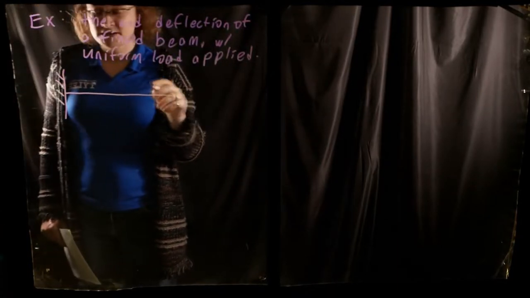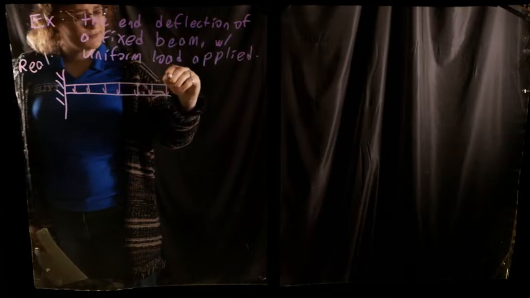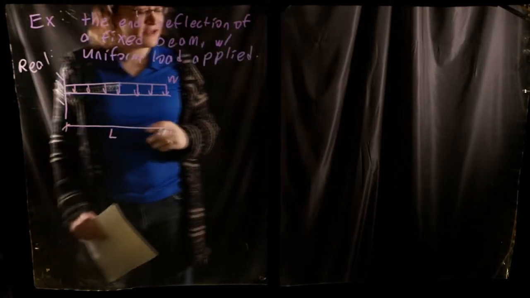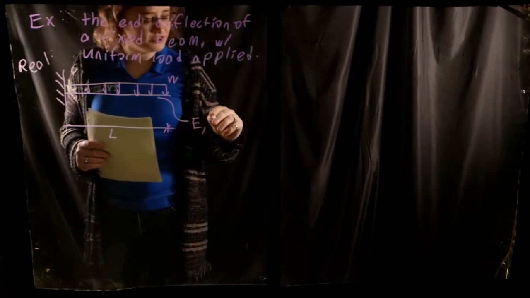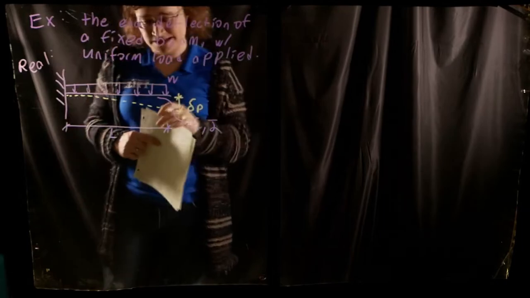So let's say we have a beam, and this will be our real system, in other words, the beam that actually exists. It has a distributed load W on it and a length L from the fixed support. We'll also say that this beam has a modulus of elasticity of E and a moment of inertia of I. What I want to find is the end deflection, the vertical distance this thing will bend downwards under this distributed load. That would be our delta P, P referring to the real system rather than the virtual system.